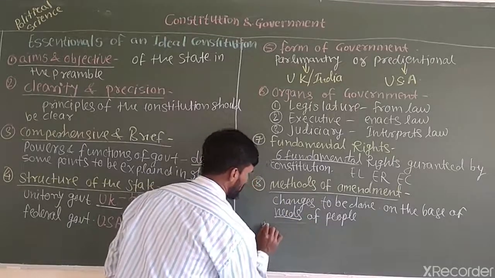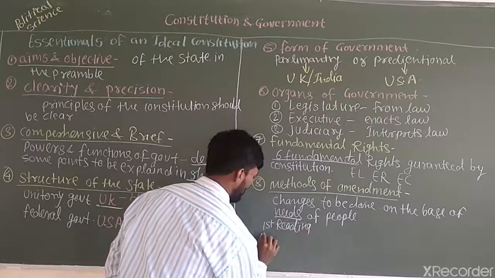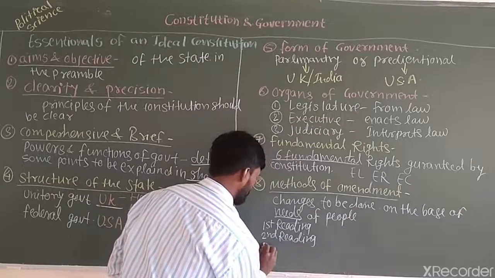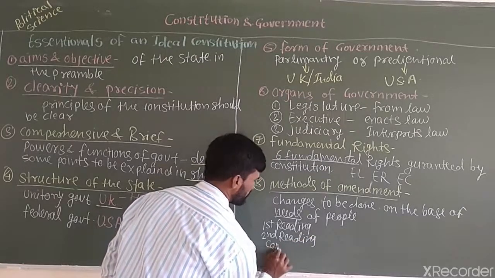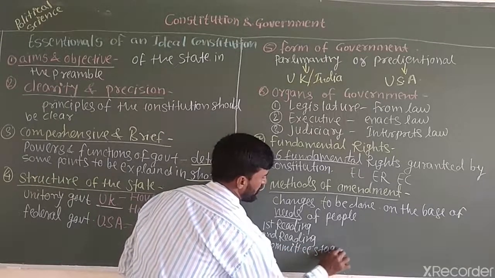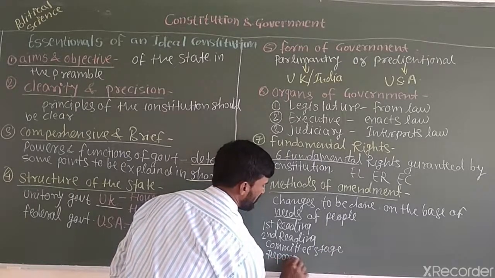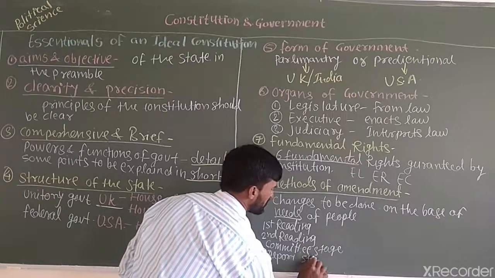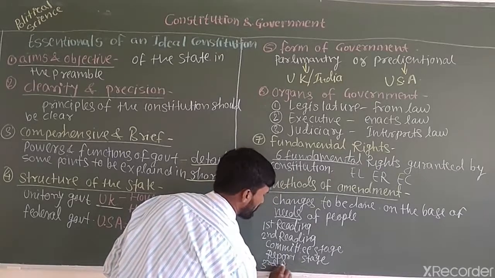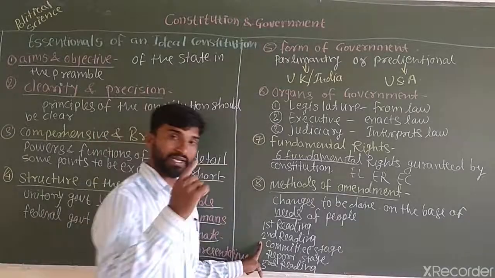So the first step is first reading, then second reading, then it comes to the committee stage, then afterwards the report stage and third reading. So these are the 5 steps which come in one house.